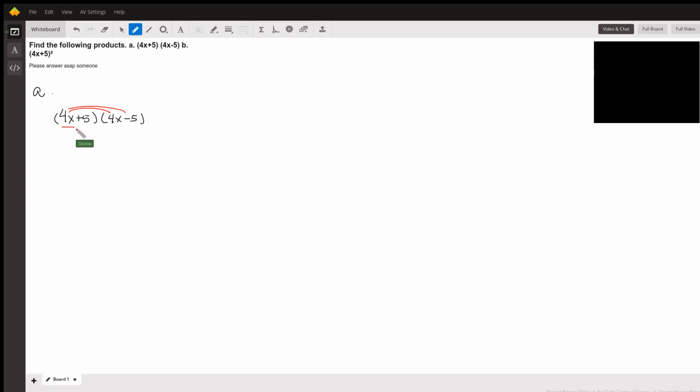And then when you finish with this 4x, you're going to work with this positive 5, and do the exact same thing. You're going to multiply by the 4x, and multiply by the negative 5, and then you're going to record your answer as you go through that process.